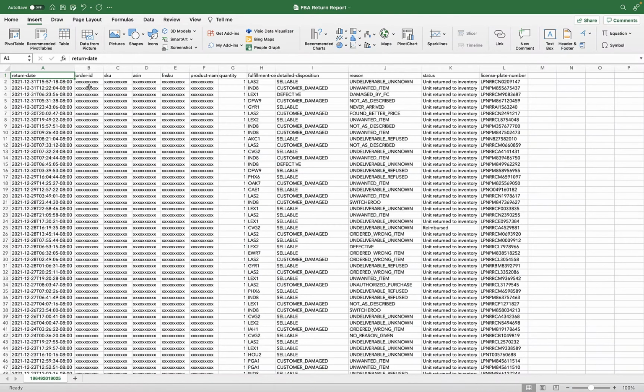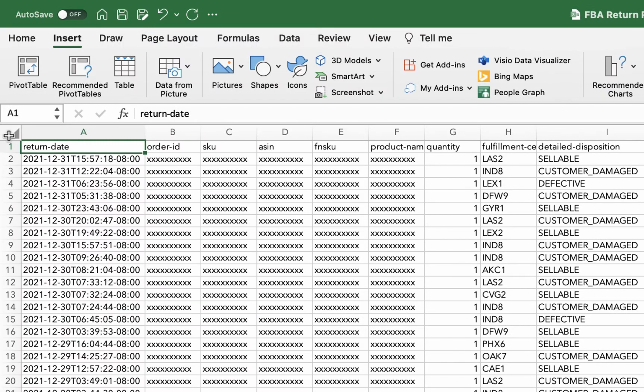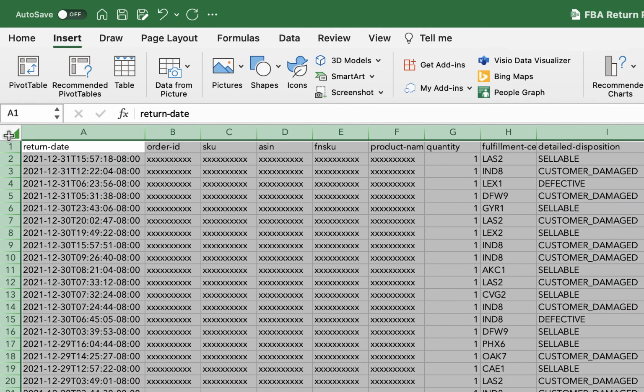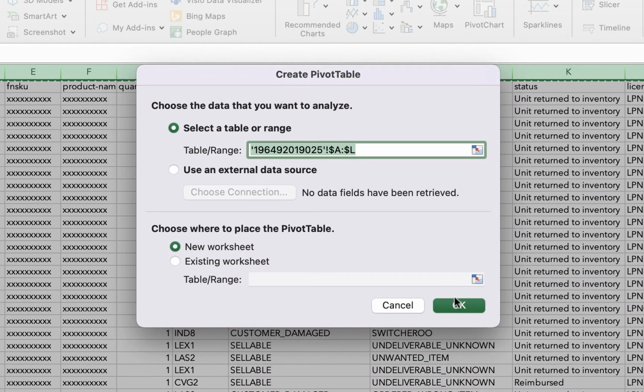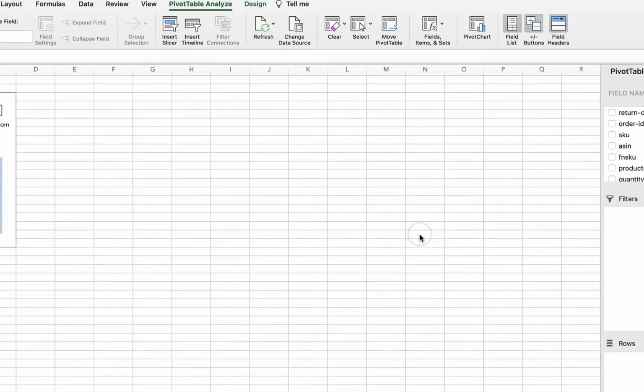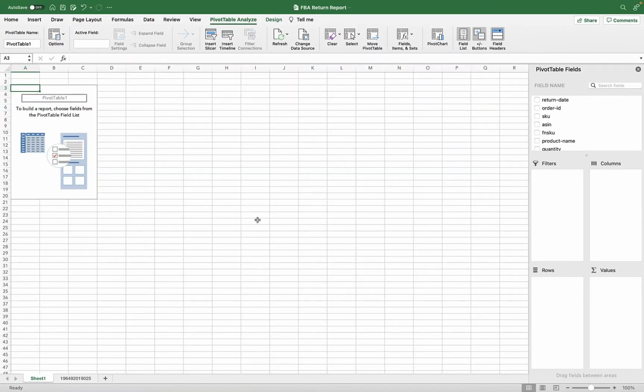So this is what our report looks like. It's a lot of information, but we can simplify it and get the numbers that we need. We're going to create a pivot table. And if you've never made a pivot table before, don't worry, we'll show you how. Just click in the upper left-hand corner here, this button to select everything. And then in the menu bar, you want to go up and click Insert and click Pivot Table. A little window will pop up and you can simply just click OK. This will take you to a new tab where you can customize your pivot table.